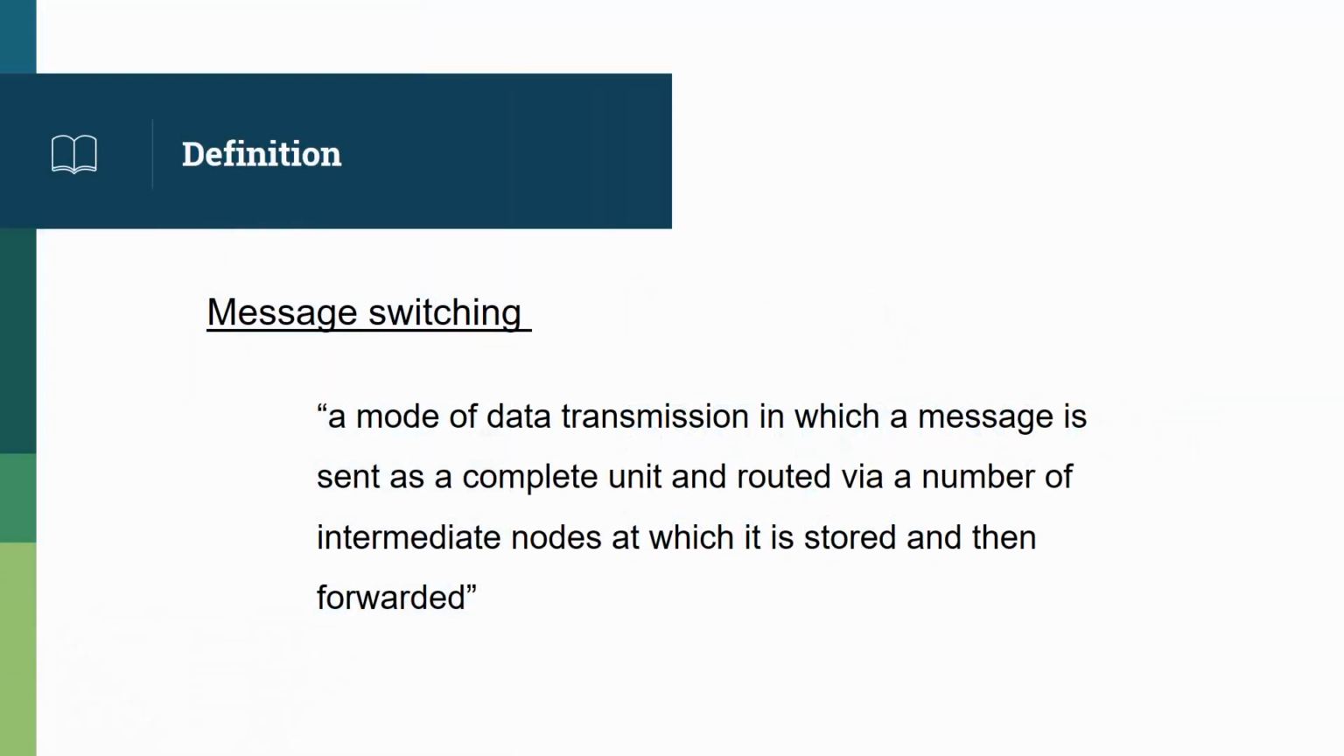Let's start with a definition of message switching. It's a mode of data transmission in which a message is sent as a complete unit and routed via a number of intermediate nodes at which it is stored and then forwarded.